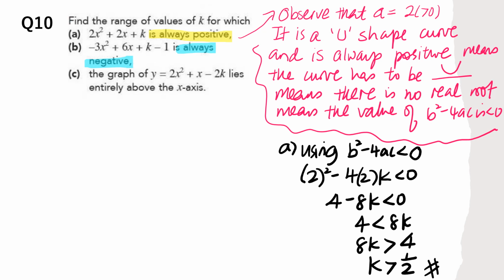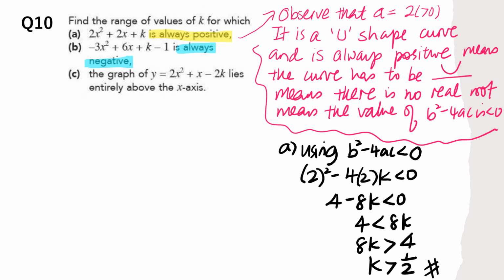Once you have this concept, it's very easy. You just have to use b squared minus 4ac less than 0. Substitute the values of b, which is 2, a, which is 2 also, and c, which is k. Solve it, you get an inequality, not a quadratic inequality, just an inequality, and then you will have k more than half.